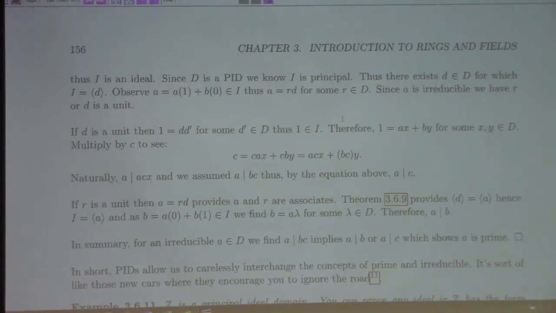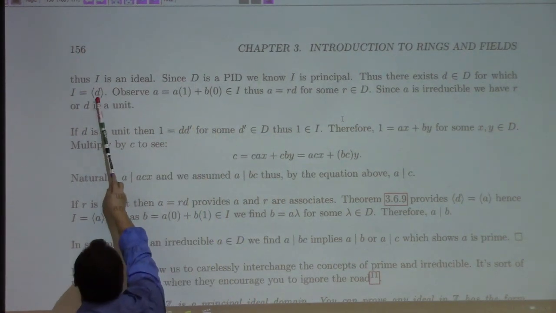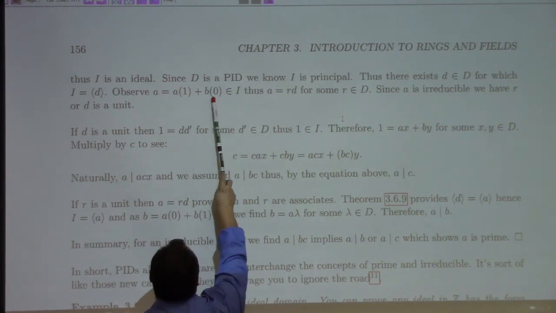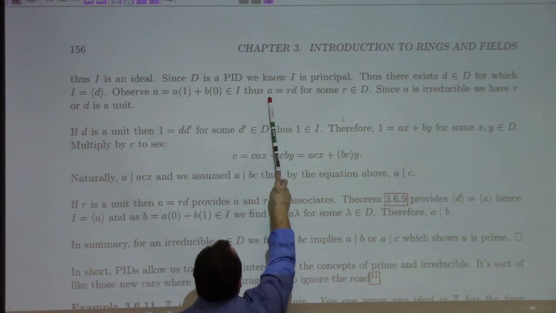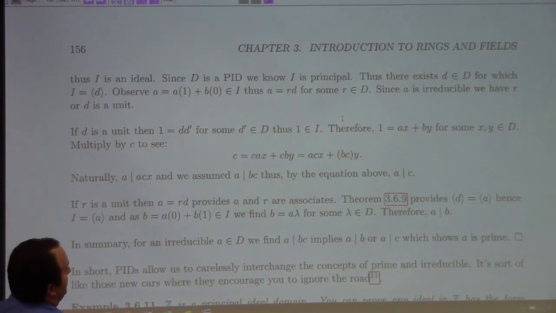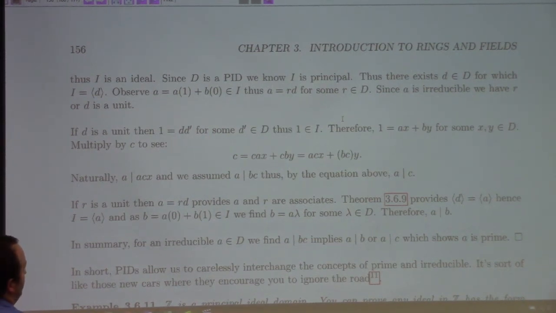So since D is a PID, we know I is principal. That means there exists a d such that I is equal to that. But we have that a is equal to a times 1 plus b times 0. So a is in this ideal, right? Consequently, a is equal to r times d. Well, since a is irreducible, we have r or d is a unit. What does that give us? Well, if d is a unit, that means that 1 is equal to dd prime. And that would make the ideal the whole ring.